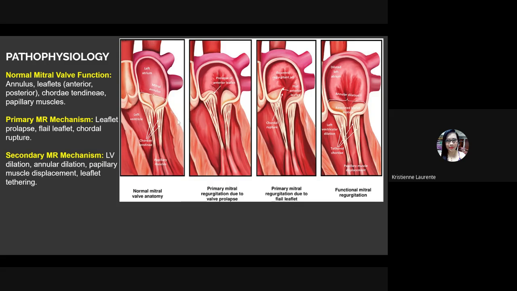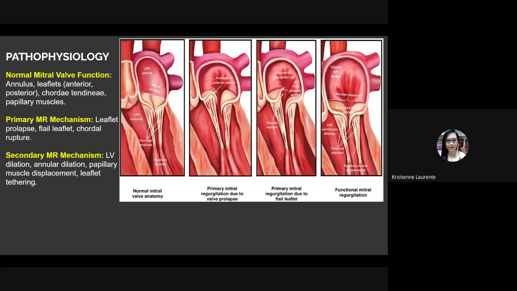Okay, elongated, or sometimes ruptured. So imagine a door with a broken hinge or a stretched rope holding it shut. The same thing with our mitral valve, right? So there is prolapse in our mitral valve. That's why it's not closing properly.